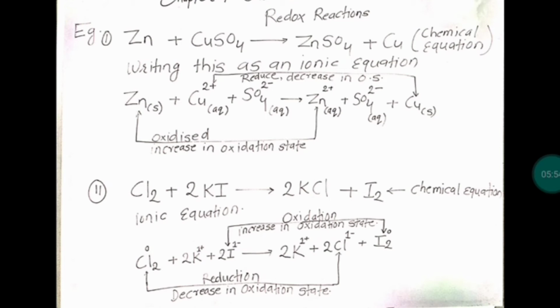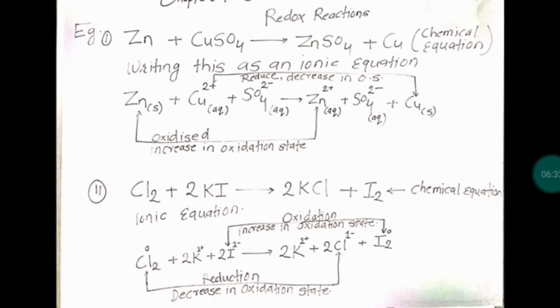If you look, zinc in the reactant has 0 oxidation state, but in the product it has +2 oxidation state. So there is an increase in oxidation state, so zinc gets oxidized. Zinc is losing electrons. And copper 2+ on the reactant side has a +2 oxidation state, but on the product side it has 0 oxidation state. So it gets reduced from +2 to 0, a decrease in oxidation state, so this is a reduction.